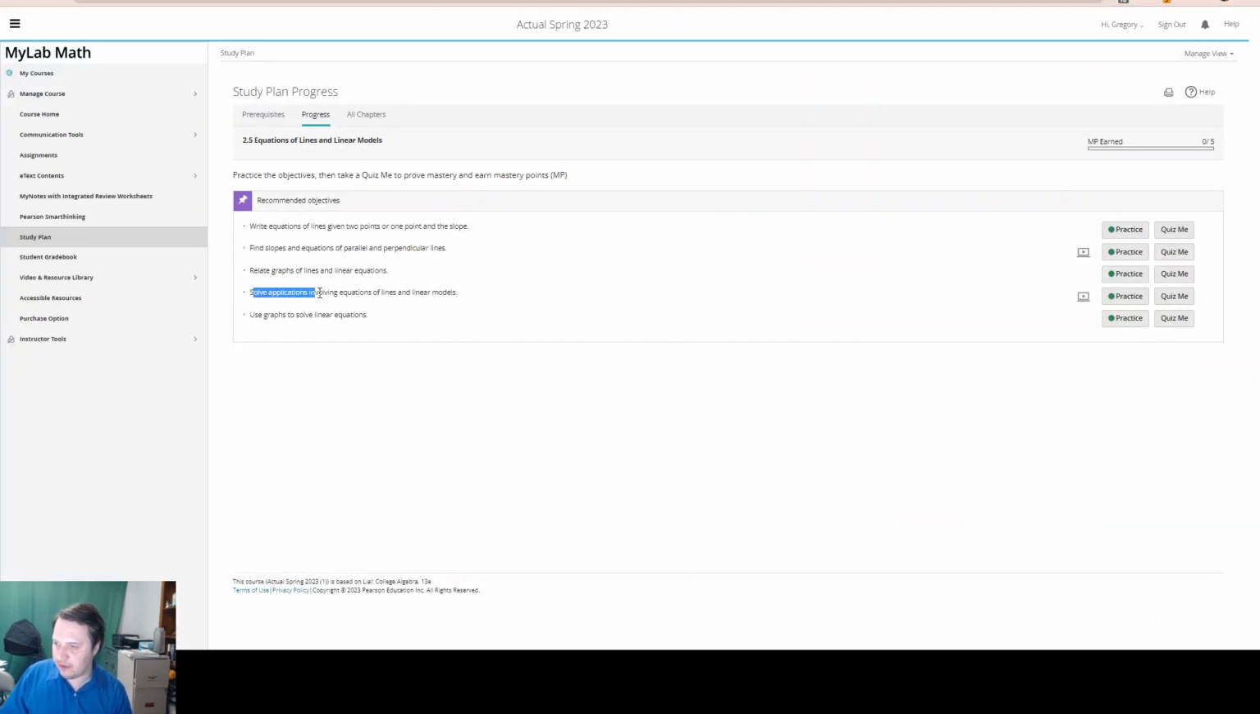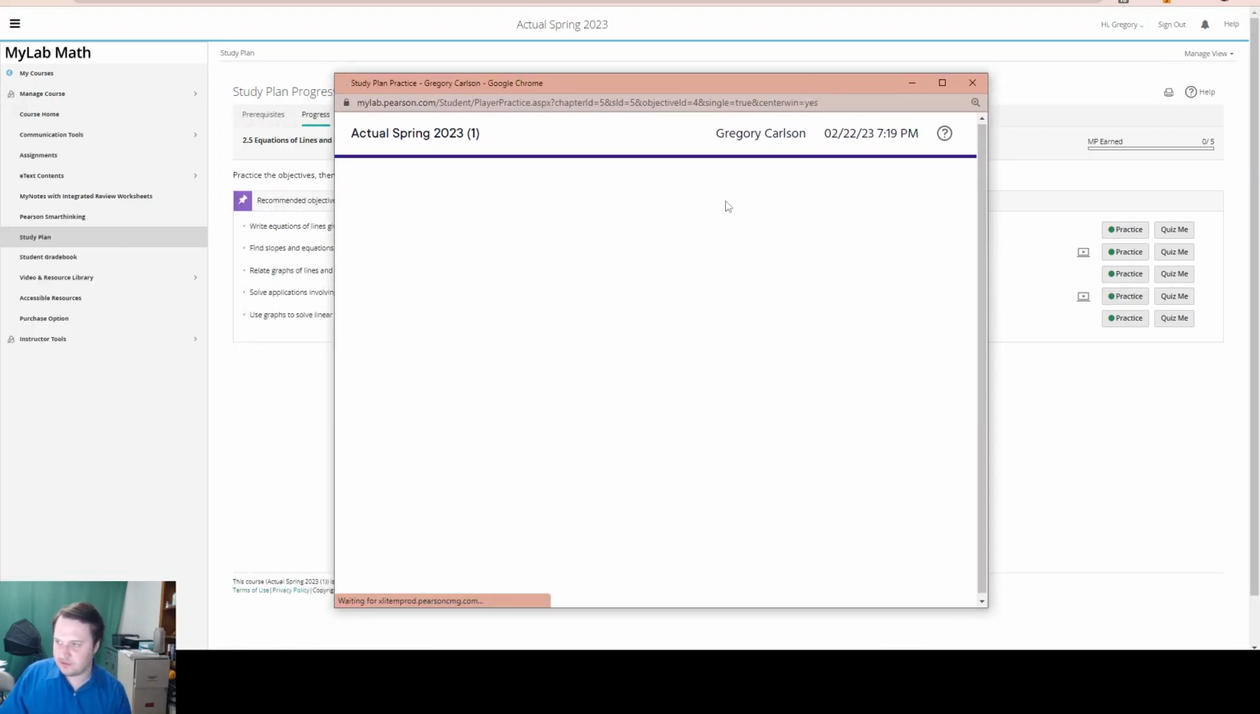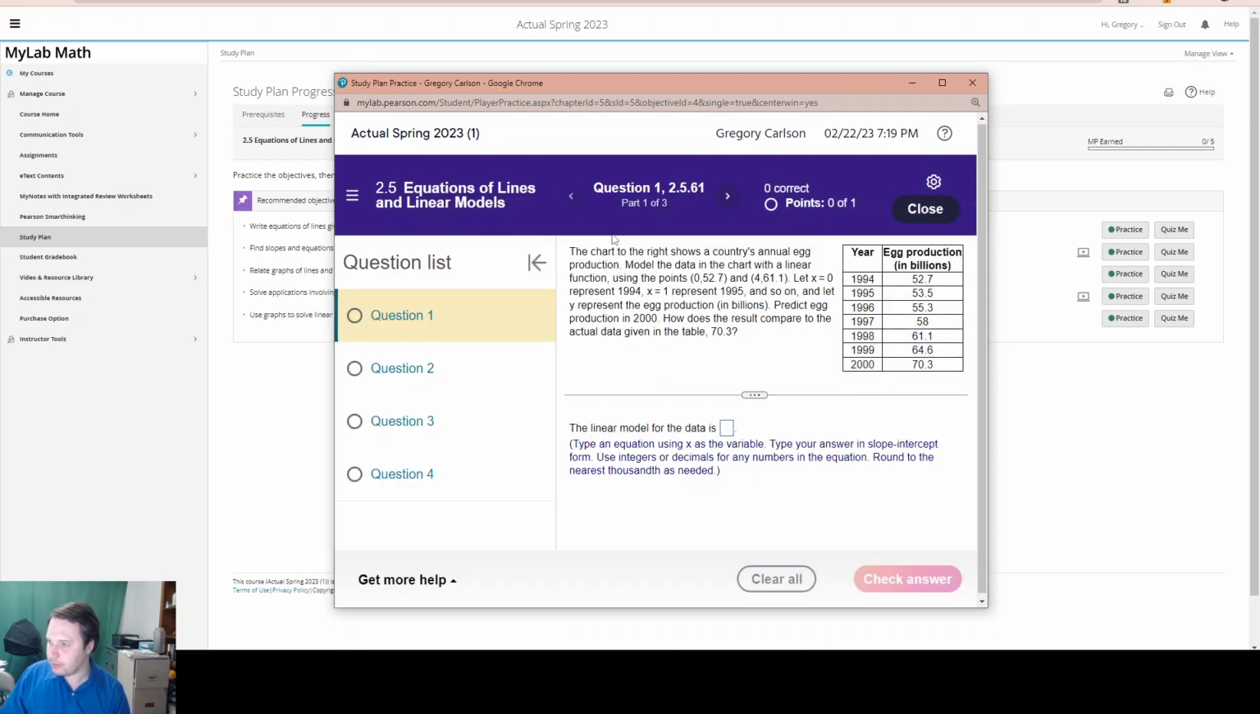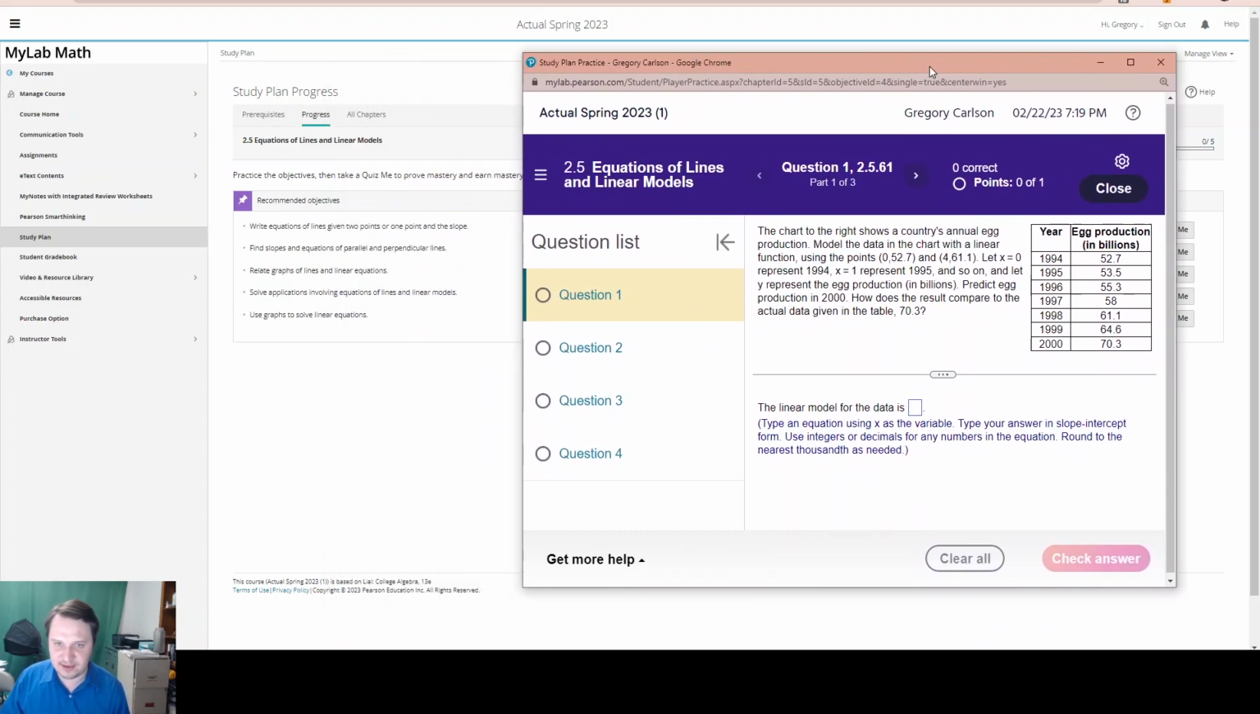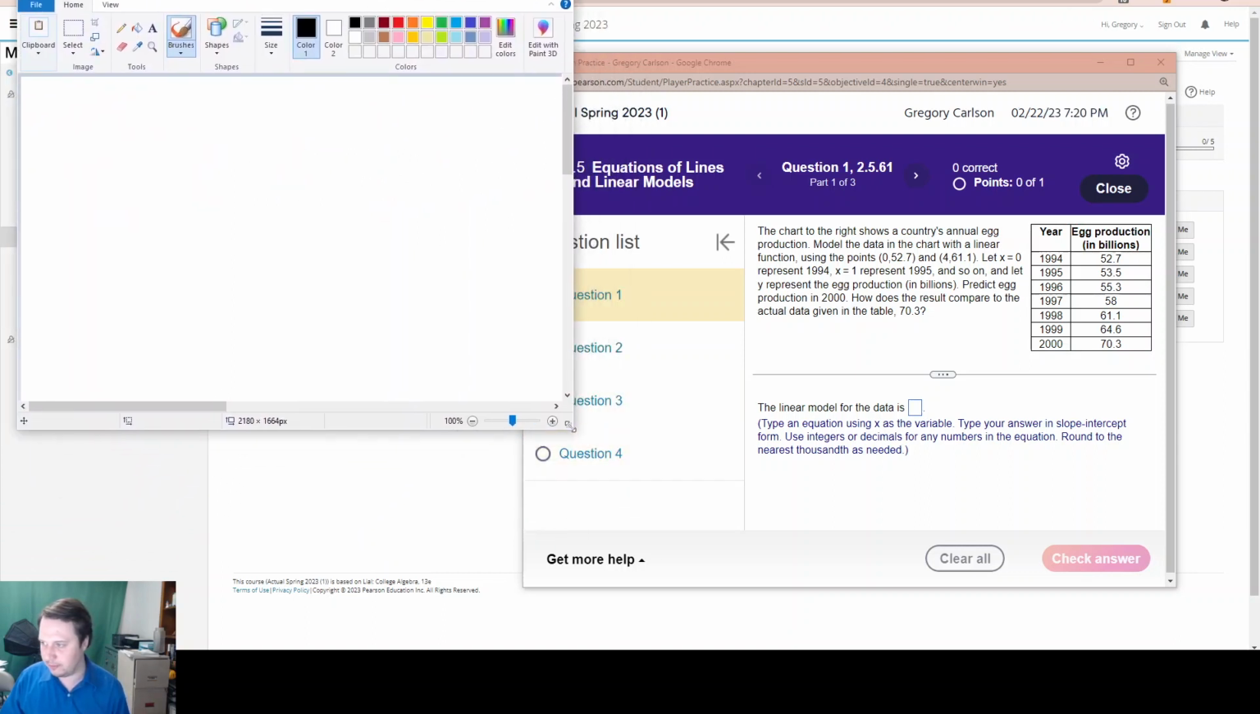And that is solve applications involving equations of lines and linear models. So we need to use the formula for slope to solve these. And so it says the chart to the right shows the egg production on various years in this table. Use these points where x is 0 for 1994, x is 1 is 1995, and so on, and make an equation for predicting the amount of eggs that we'll have. So let's do that real quick, and this will be a little bit sloppy, I apologize, but I'll do my best.